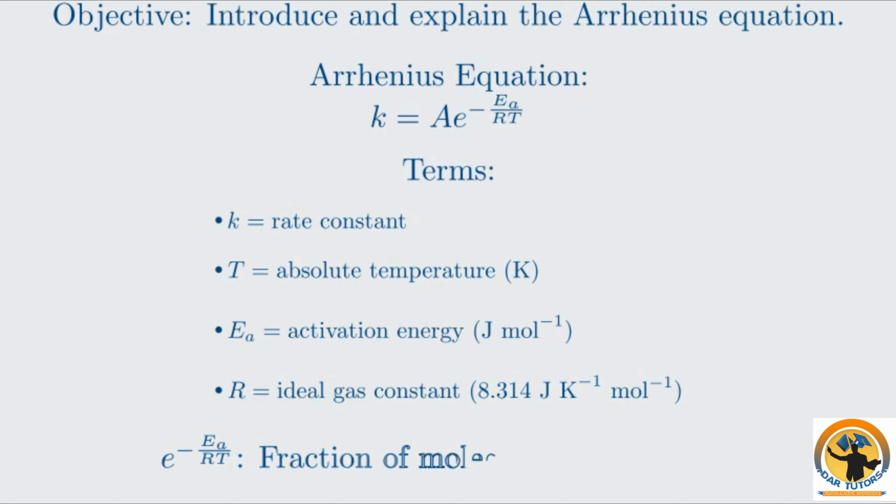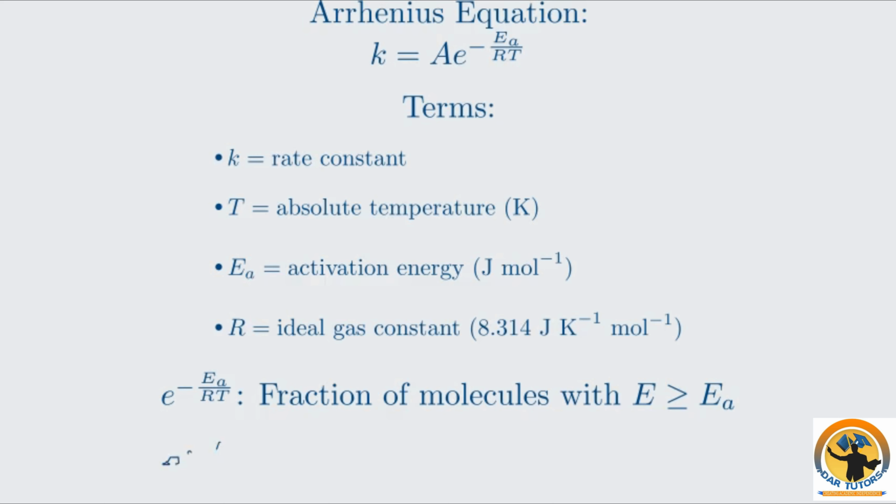As we saw with Maxwell-Boltzmann curves, this fraction increases as temperature increases and decreases as activation energy increases. This term mathematically describes that relationship. The final term, A, is the Arrhenius factor, also called the pre-exponential factor or the frequency factor. It's a constant that accounts for two things: the frequency of collisions between reactant molecules and the probability that those collisions have the correct orientation for a reaction to occur.